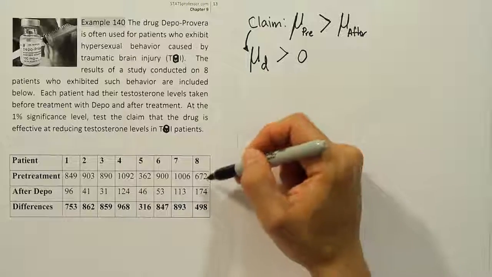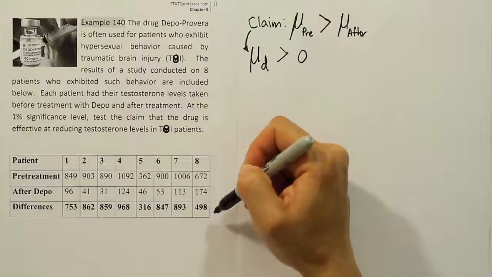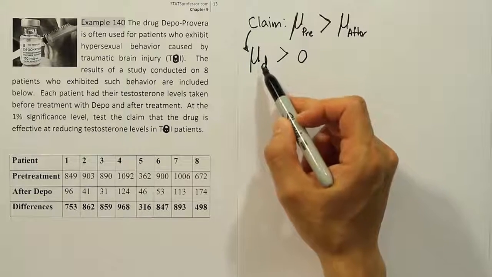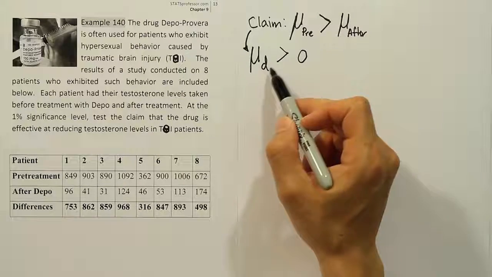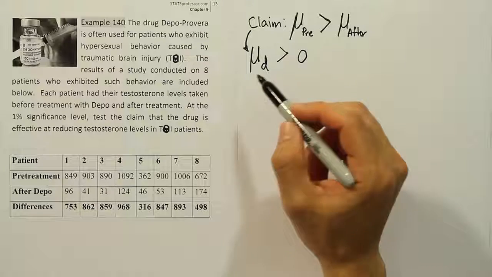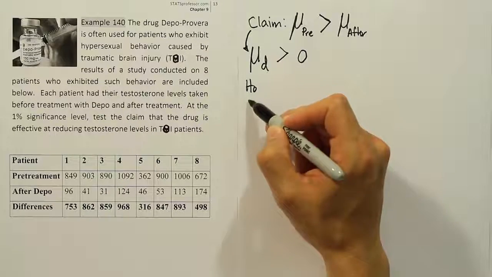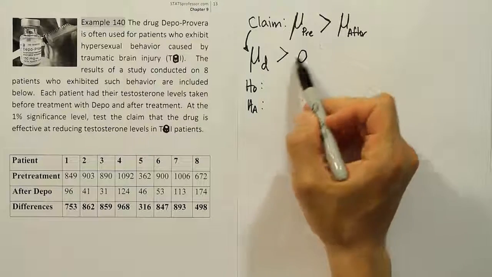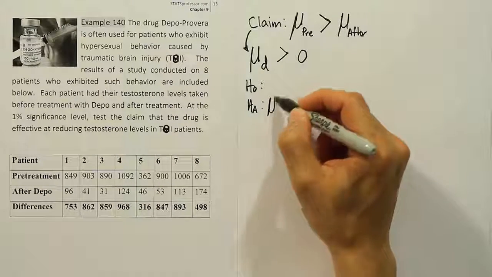Okay, so that method of using just the row here, that's called a blocking technique. So since we're using blocking, we're going to convert our claim into just the idea that the mean difference is greater than 0. All right, now that we have that, we're going to get H0 and HA. Now, if you look at the symbol that's involved in the claim, it's clear that the claim is HA.